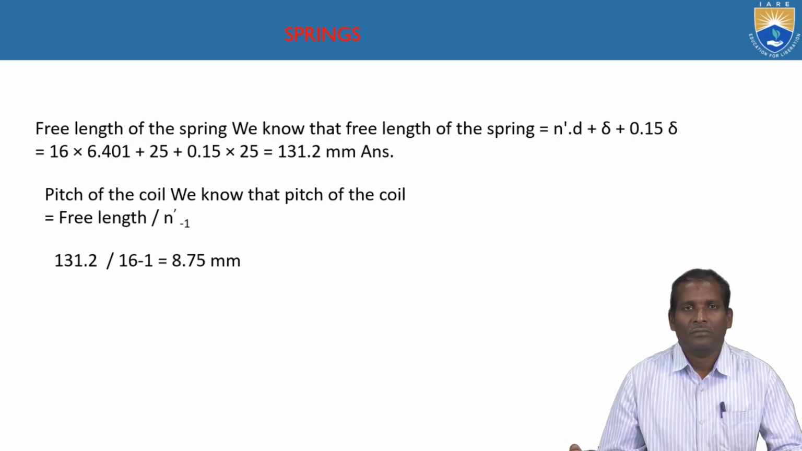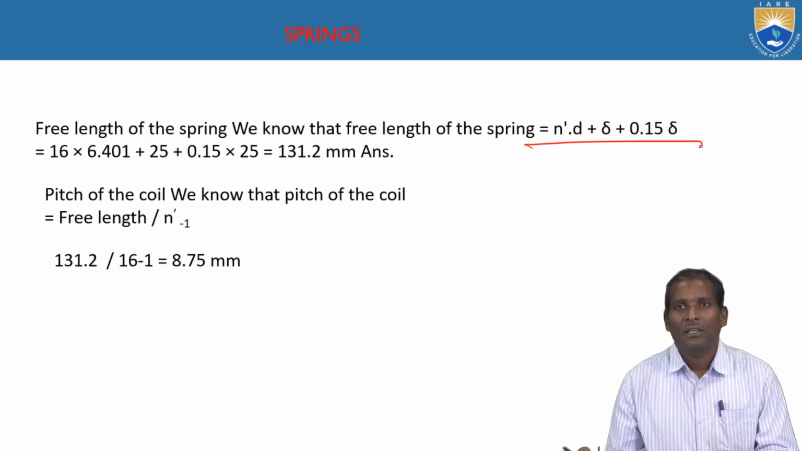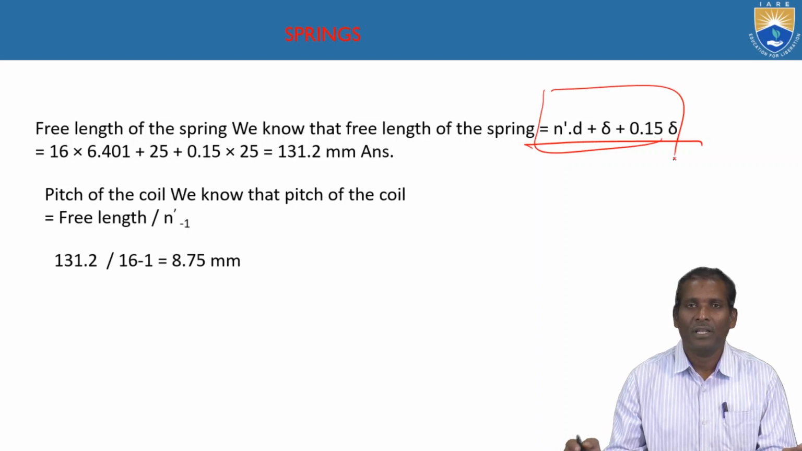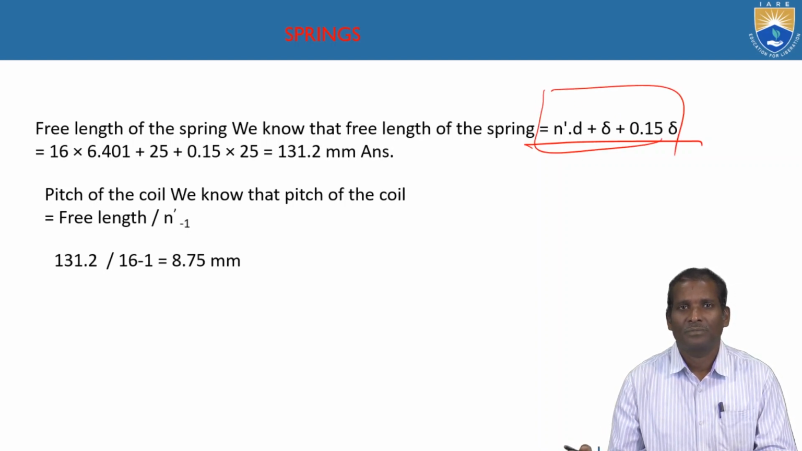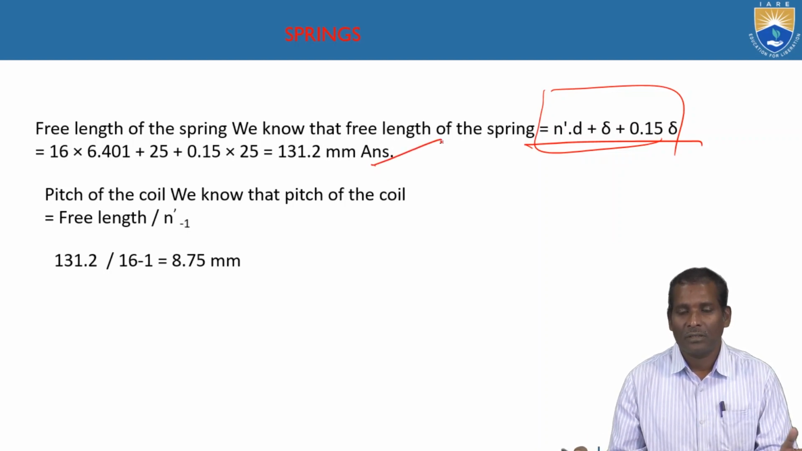Next calculation is free length of spring. We have discussed in our terminology the solid length and free length, two types of lengths are there. So the free length is N dash d plus delta plus 0.15 delta. So free length means when it is not compressed. So you may calculate the free length of the spring by using this relation.